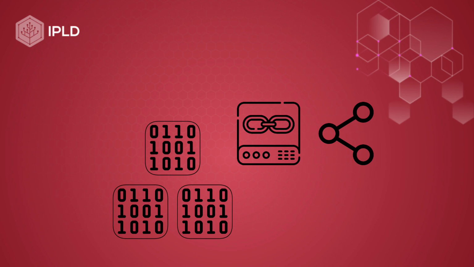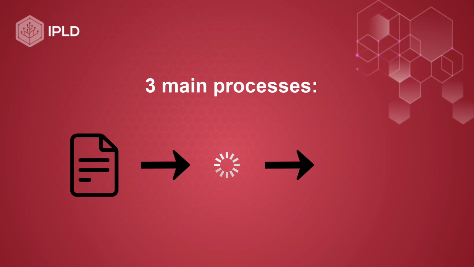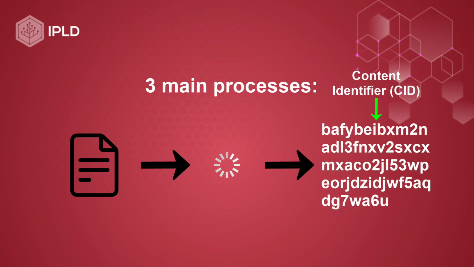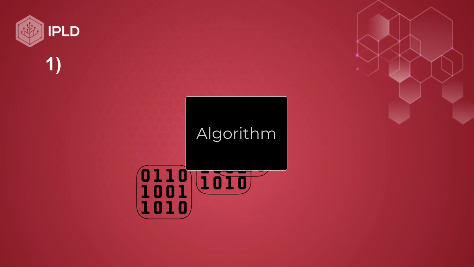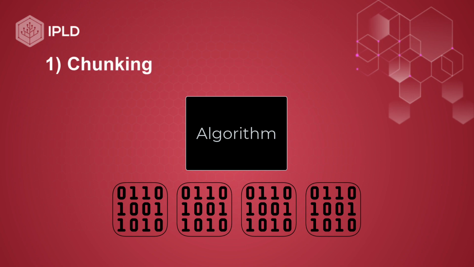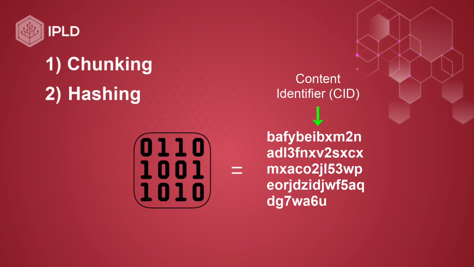The first thing we will look at is how data is prepared for storing or sharing when you add files or directories into IPFS. There are three main processes a file has to go through before a unique content identifier, aka a CID, can be returned to the user. So in the first stage of these processes, each file in a directory gets singled out, and then they get broken down to their individual blocks of data in a process called chunking. Then, after each file has been broken down into these chunks, they go through a process called hashing for a CID to be assigned to each block.